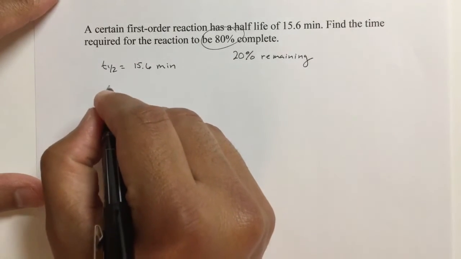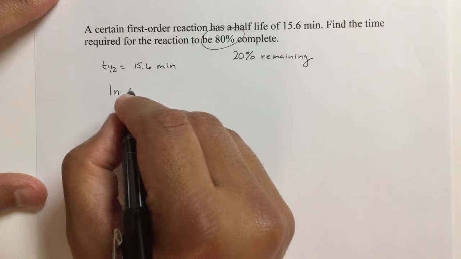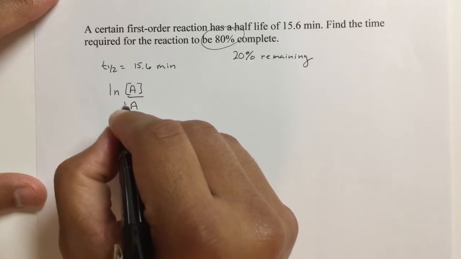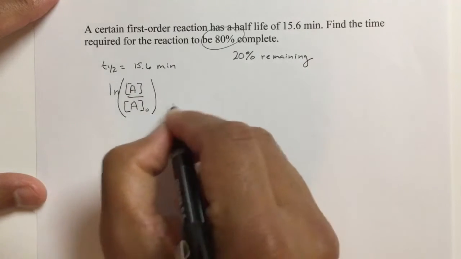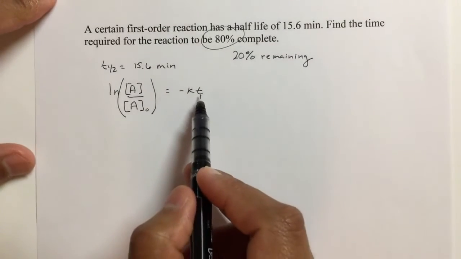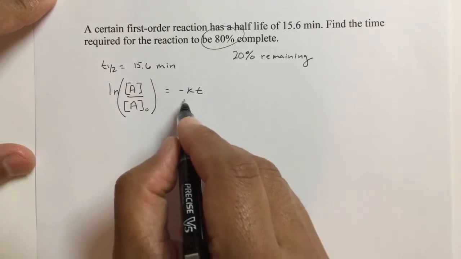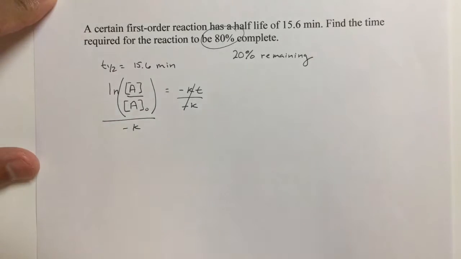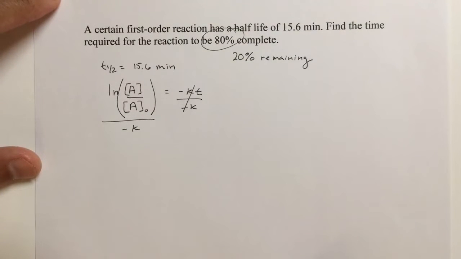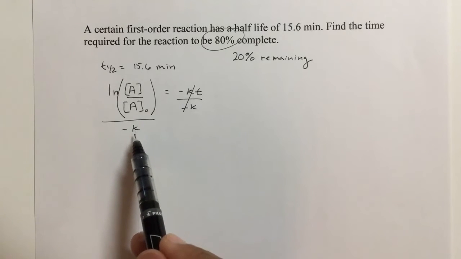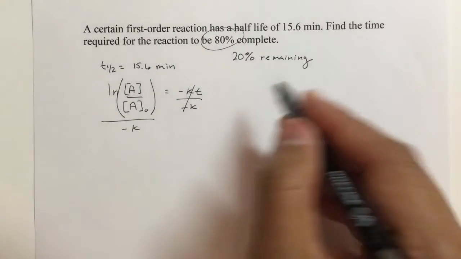Let's go to our first order kinetics equation, the first order integrated rate law. And we're looking for the time required. So I'm going to divide both sides by negative k. You notice, in order to solve the problem, we need to know the rate constant, which we don't know. So we need to go find the rate constant first. Let's do that first.